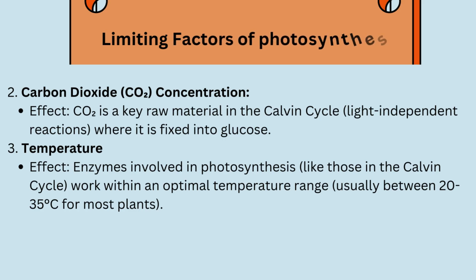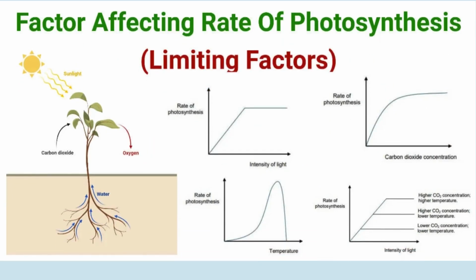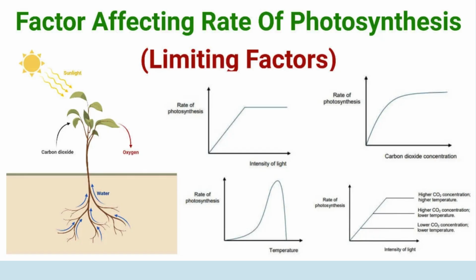Carbon dioxide is a key raw material in the Calvin cycle where it is fixed into glucose. Enzymes involved in photosynthesis work within an optimal temperature range, usually between 20 to 35 degrees Celsius for most plants.